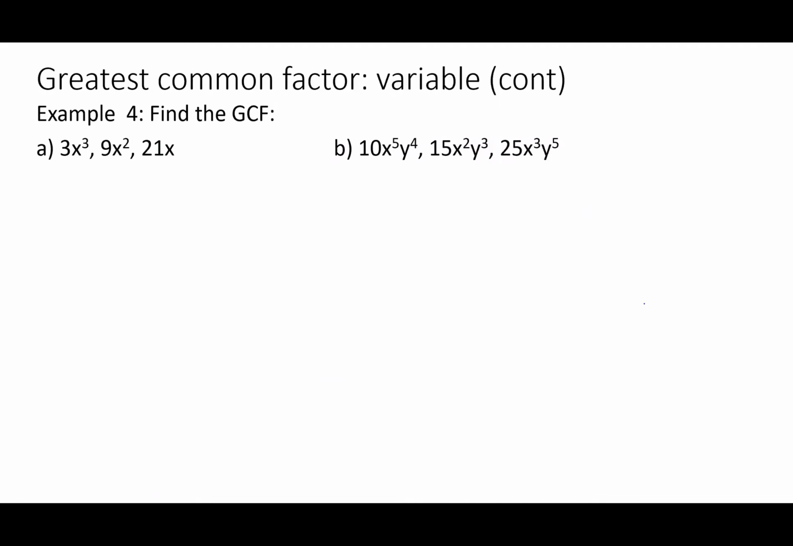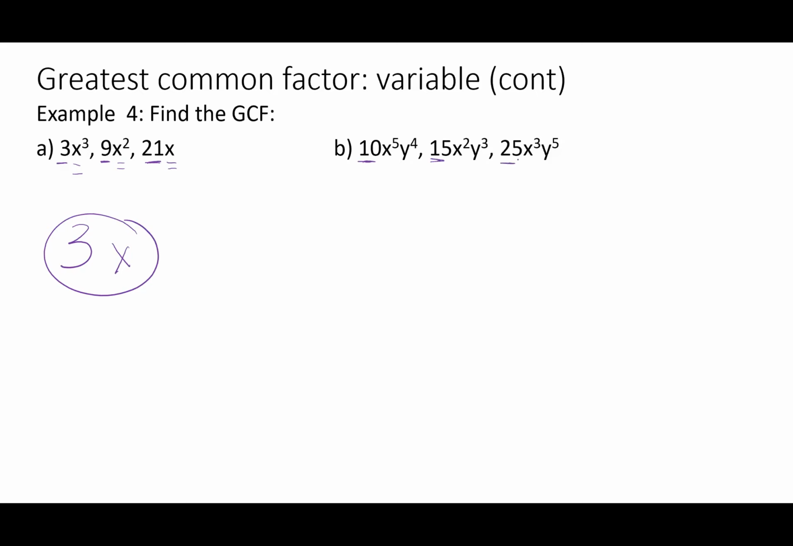Okay? So, 3, 9, and 21. Well, 3 is just 1 times 3. And 3 divides into 9 and 21. So my GCF here is 3. And then what's my lowest power of x? Here I've got 3, 2, or 1. My lowest power is 1. Okay?